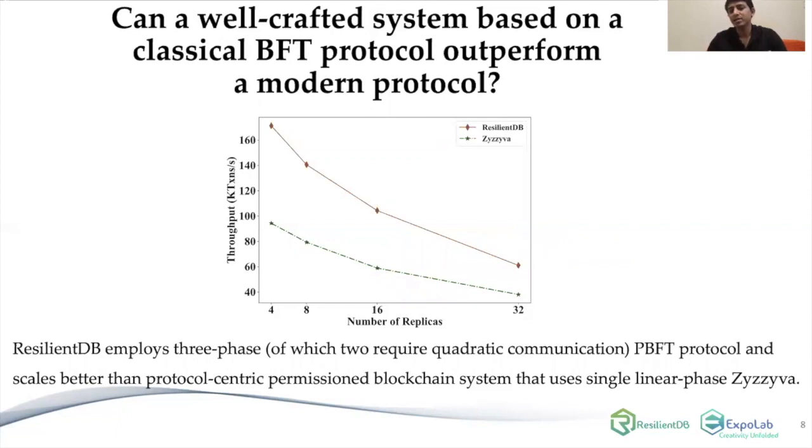Let's have a look at this very simple graph. Here we have two lines, one for ResilientDB, another for another permissioned blockchain system. Here we make ResilientDB employ a slow BFT protocol, that is PBFT, which requires 3 phases, of which 2 require quadratic communication. And still, ResilientDB scales better than other systems, which use a very fast single-phase BFT protocol, Zyzzyva.